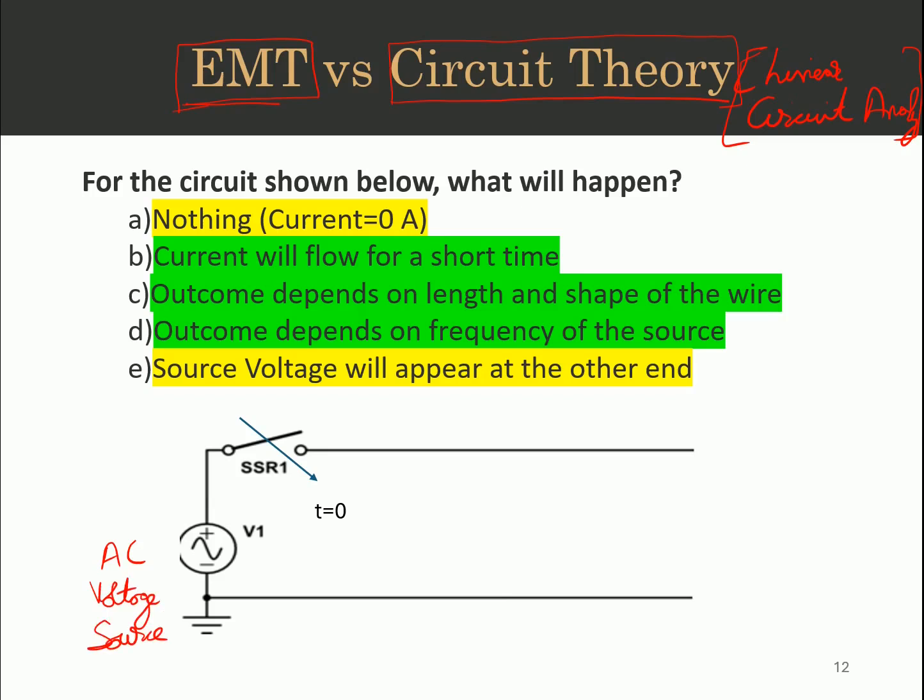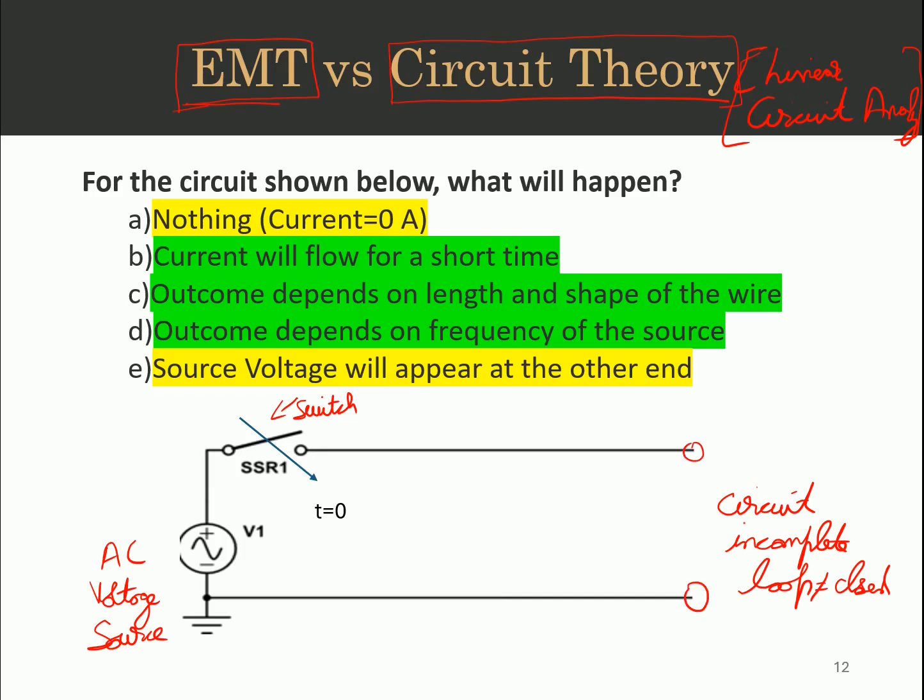We have a switch over here, and at time equal to 0 the switch is going to be closed. Before that it is open, and this is an incomplete circuit. The circuit is incomplete because the loop is not closed. We can see the terminals are open at this end.